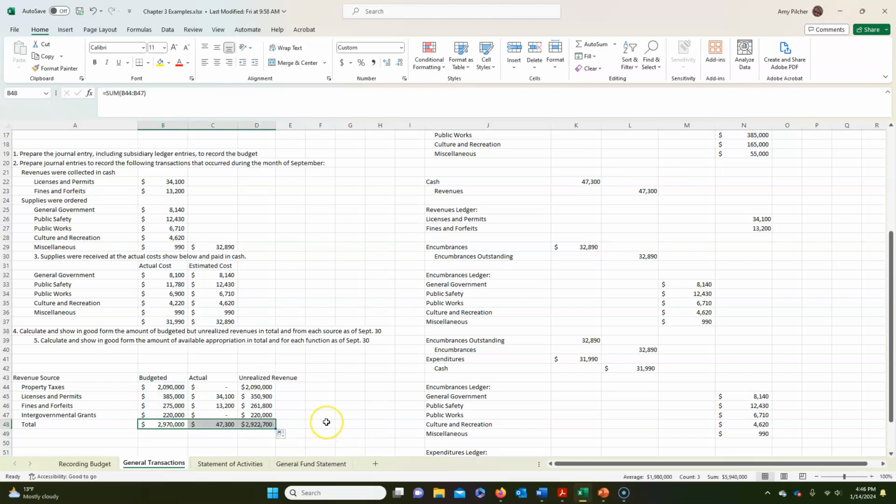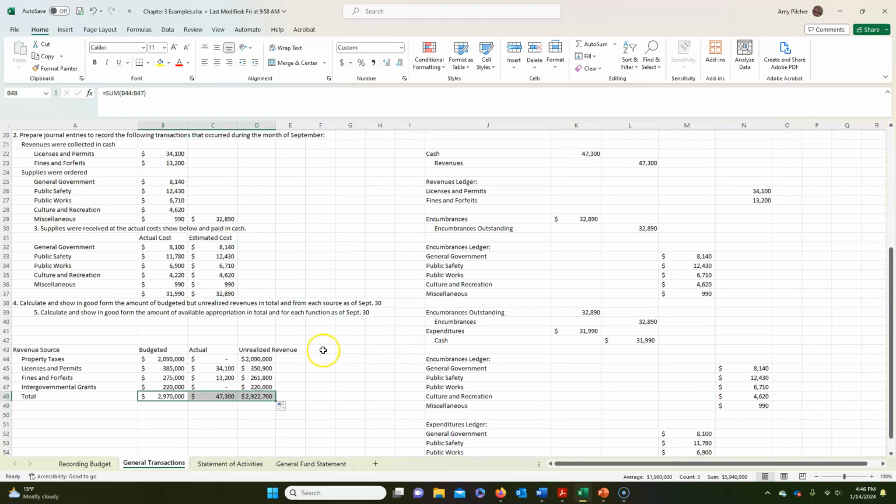Okay, and so now we have our budgeted to actual revenues as of September 30th, which is the end of the month. Then the last thing it says: calculate and show in good form the amount of the available appropriation in total for each function as of September 30th. So this is a very similar thing where we have the appropriations, existing encumbrances, and then our expenditures. So we have appropriations.